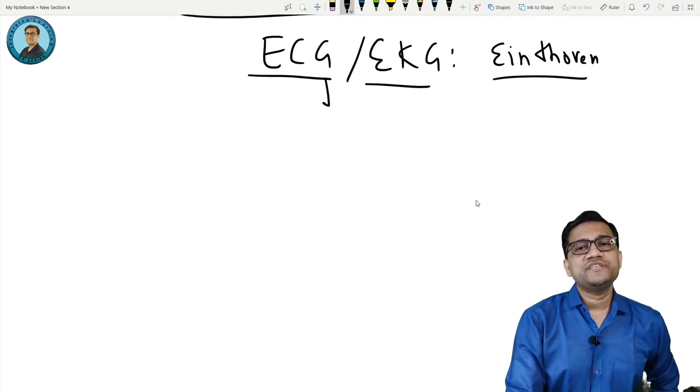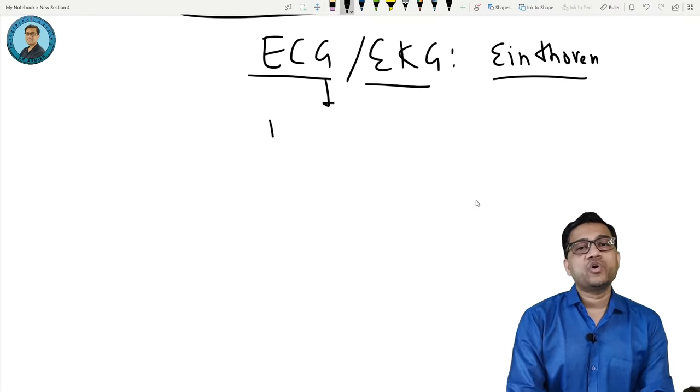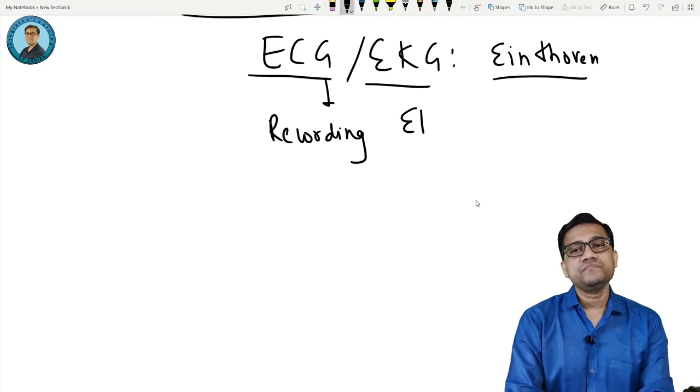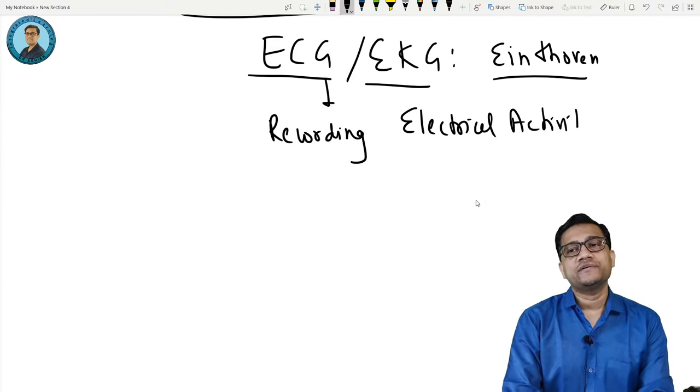What is the purpose of ECG? Basically, we are recording the electrical activity of the heart. Now why? For various purposes.